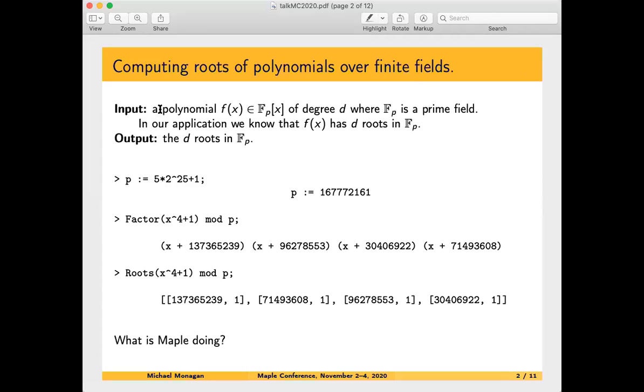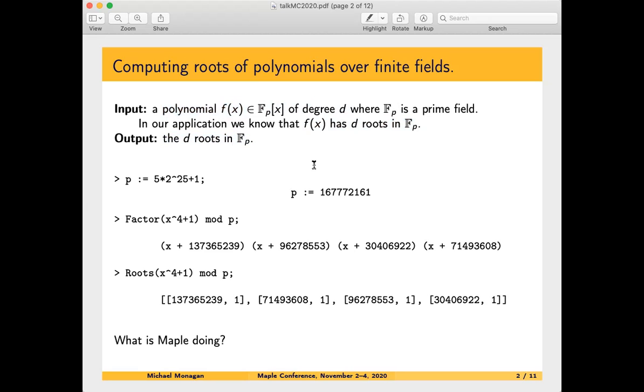The input is a polynomial f over a finite field Fp. Here p is prime, and the polynomial has degree d. And in our application, we know from the application that the polynomial has d roots in the finite field. Fp is the integers mod p. So we know that the polynomial splits over the field, and the output is going to be the roots.